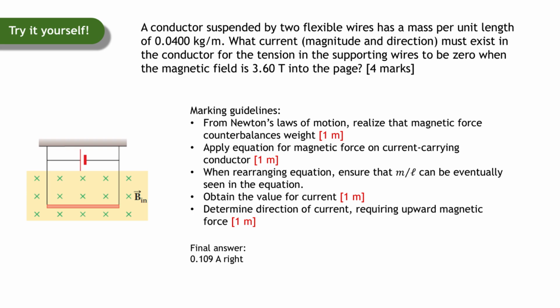According to Newton's laws of motion, you must realize that the magnetic force must exactly counterbalance the weight of the conductor. By rearranging the force equation to solve for current while incorporating the mass per unit length ratio, you should calculate a required current of 0.109 amperes directed to the right.